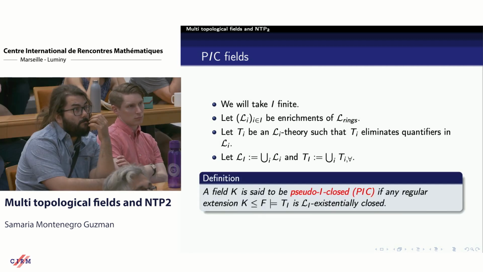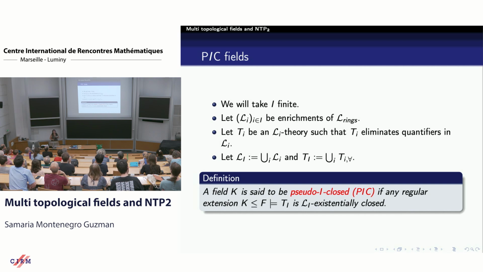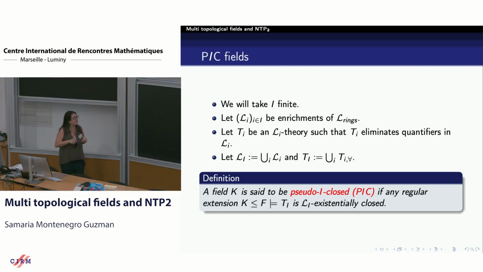So what are the new classes? The new class of fields that I will define, I will call PIC, if you want, okay? So what does that mean? You will be regular: if you have a regular extension F of K, such that F is a model of Ti.